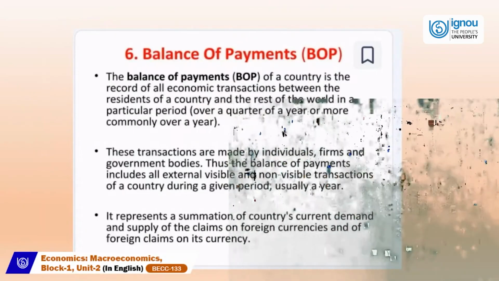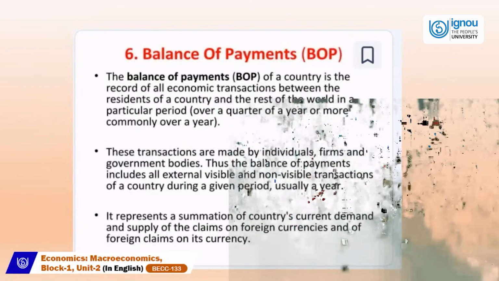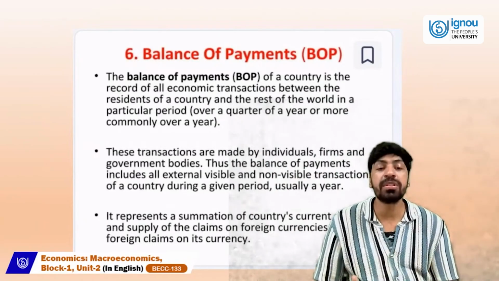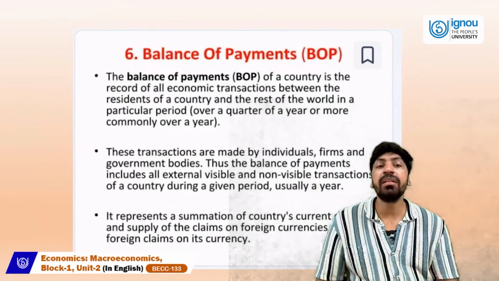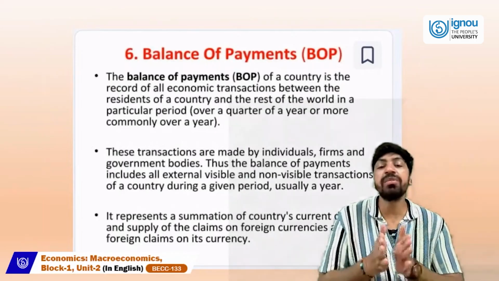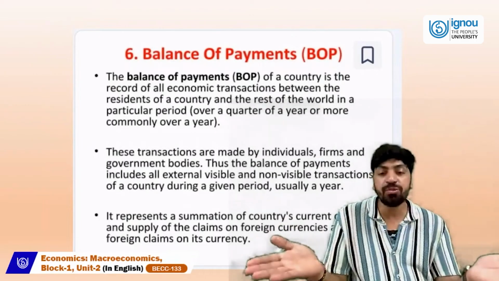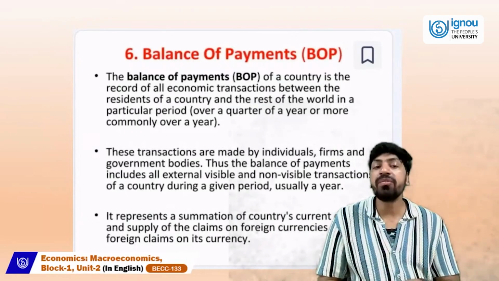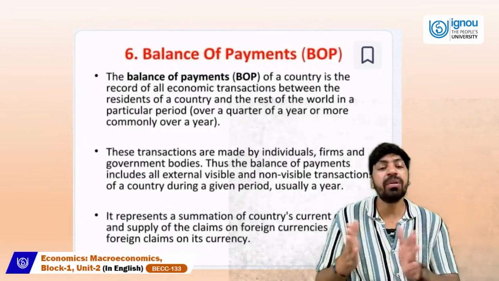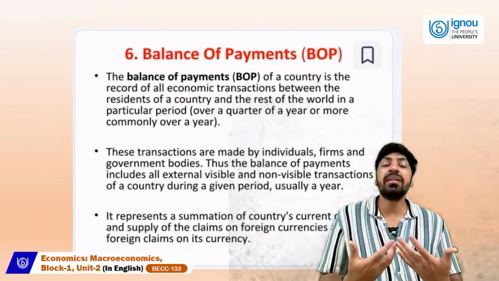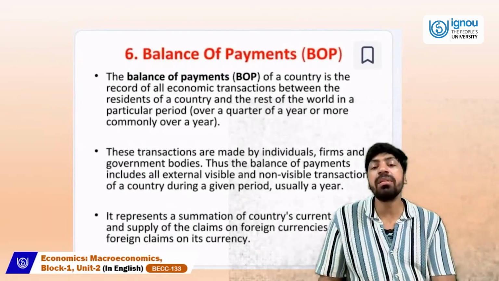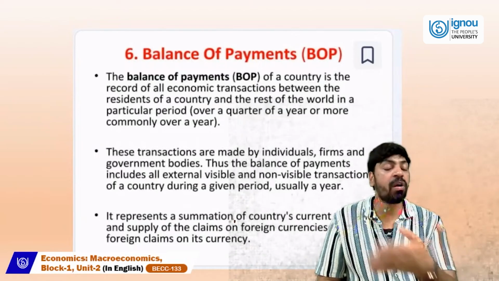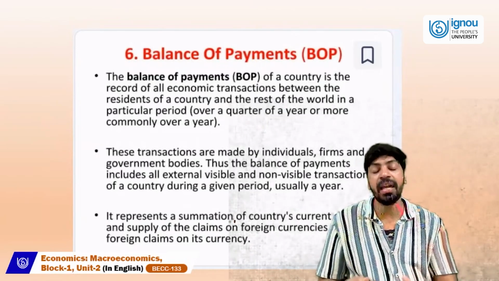These are external, visible or non-visible. For example, we talk about tea, livestock, or any consumer goods. All the economic transactions related to sales and purchases between different countries are recorded. And when we record all those economic transactions between our own country and other countries, that refers to the concept called the balance of payments in a particular year. It could be yearly, quarterly, half-yearly, and so on.